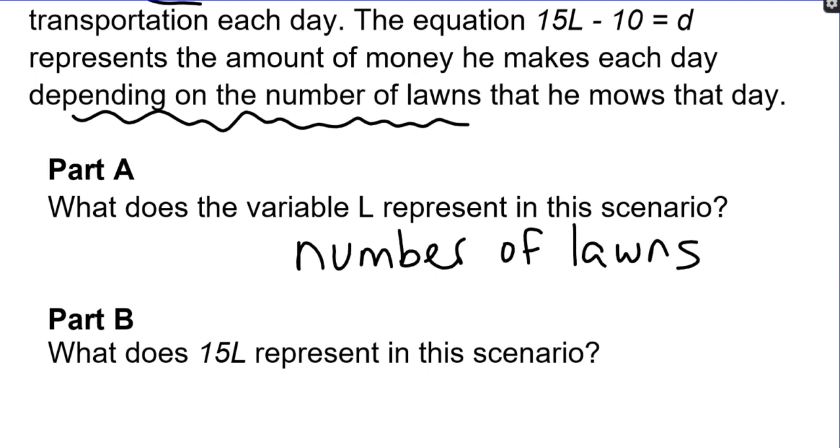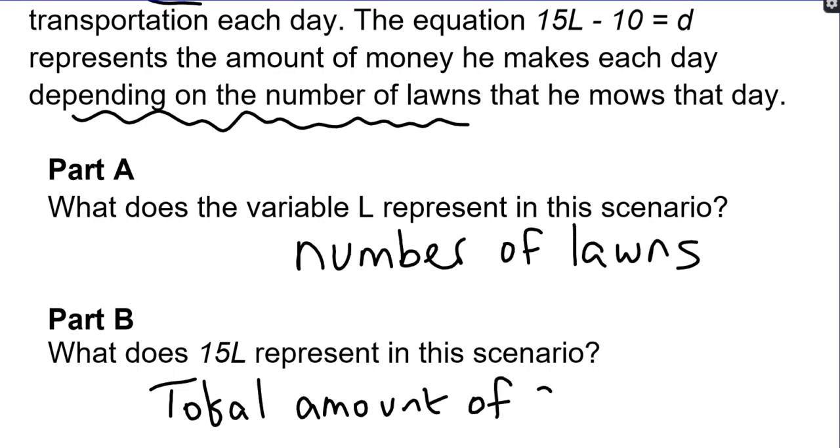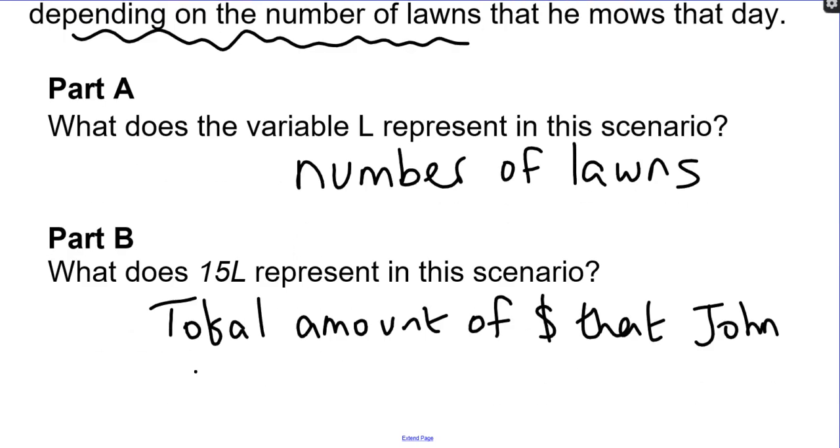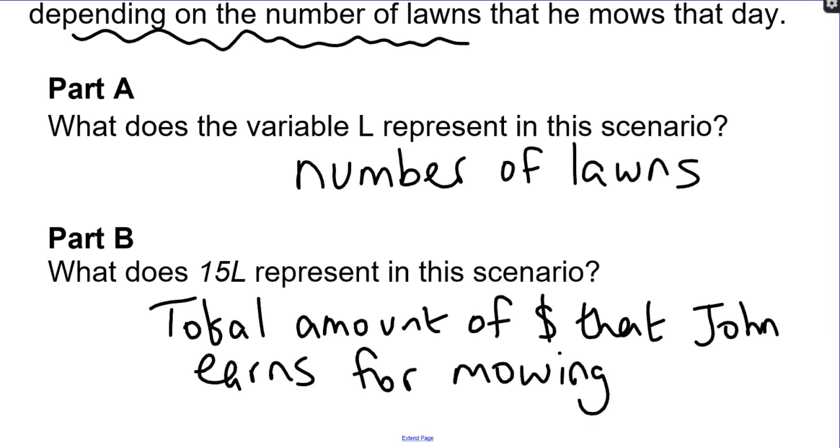So what are we coming up with? When we take the 15 and we multiply it by L, we're coming up with the total amount of money that John earns for mowing L lawns, right? L representing that variable, however many lawns it happens to be.